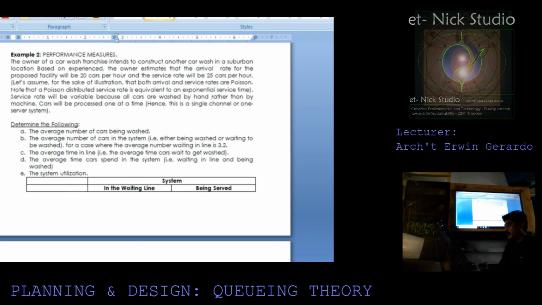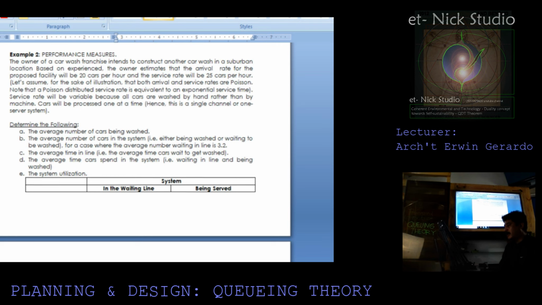Let's assume, for the sake of illustration, that both arrival and service rates are Poisson distributed. Note that a Poisson distributed service rate is equivalent to an exponential service time. So the service rate will be variable because all cars are washed by hand rather than by machines. Cars will be processed one at a time, hence there is a single channel or one server system. So we need to determine the following.